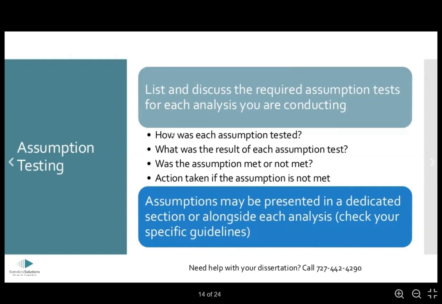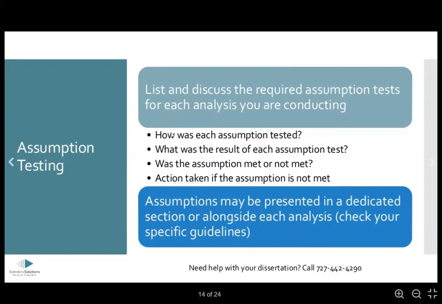So for example, if the assumption that you're testing is normality, here you're going to explain how you're going to be testing it. So to test normality, you have a few options. For example, you might look at the skewness and kurtosis of the data or the specific variable. You might look at a histogram to see if the data is normal. You could maybe run a Shapiro-Wilk test. So you have a few options on how you're going to do this. And here you just need to explain exactly how it is that you're going to do it.